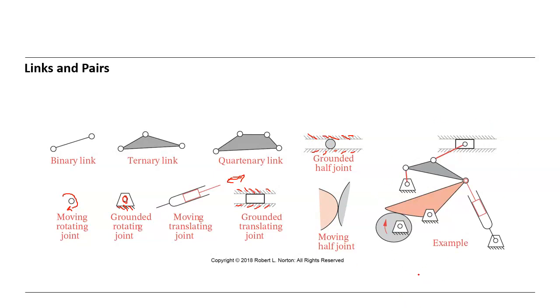So now we have an example, you see, this is binary link, and this is ternary link, and this is also ternary link. And here we have 2 degrees of freedom, and here we have grounded rotating joint, 1 degree of freedom. Here also 1 degree of freedom, and here also 1 degree of freedom, because this is the rotation and this is translation.